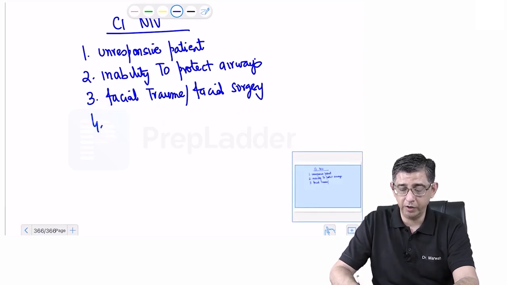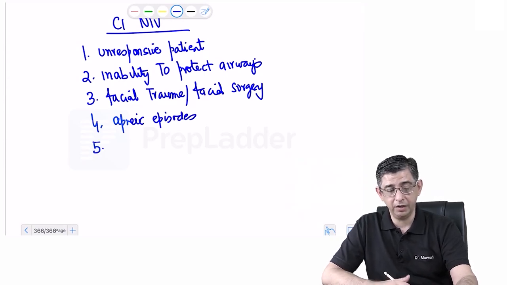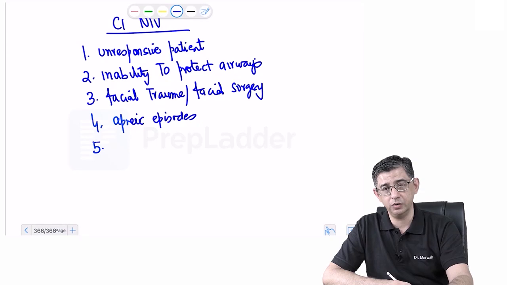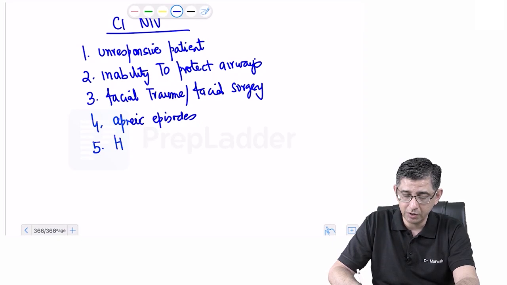If there is demonstration of apneic episodes, that means the brainstem is damaged pretty bad, like in a head injury case, and you are noticing Cheyne-Stokes breathing and there's an apneic episode occurring also, it tells you the fact that you have to go for mechanical ventilation in this patient. Similarly, if there is hemodynamic instability.